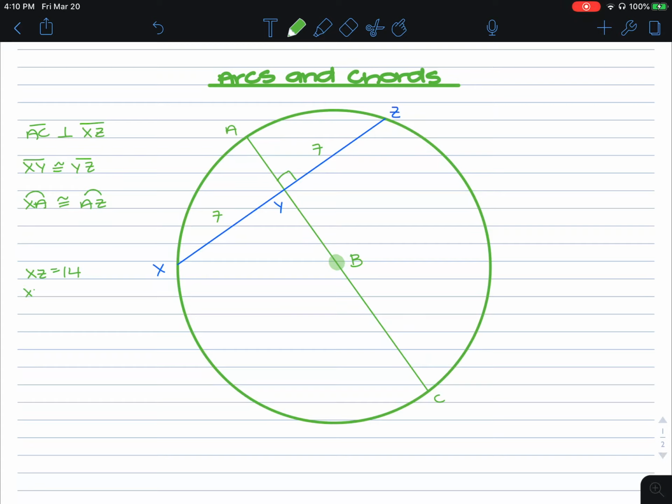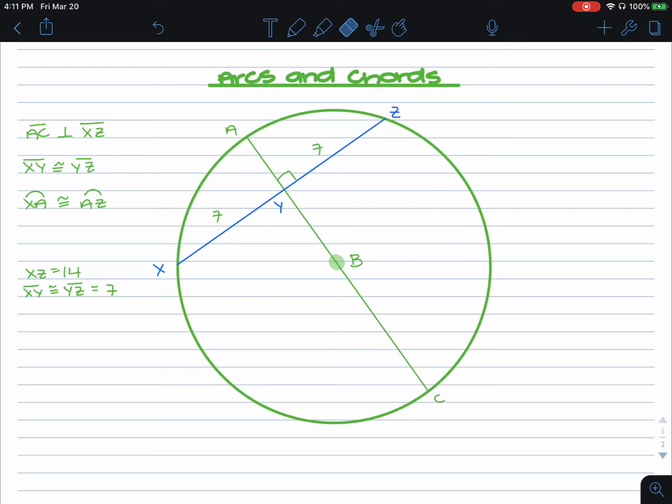I know that XY is congruent to YZ, which both equal 7. This is the one thing we talked about in 11.4. Again, if I have a diameter that is perpendicular to a chord, it bisects my chord, my diameter. Okay.